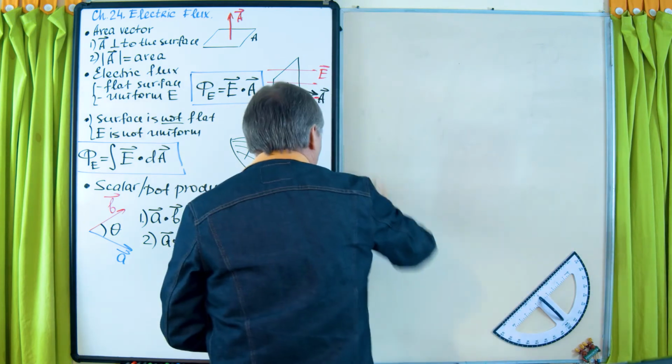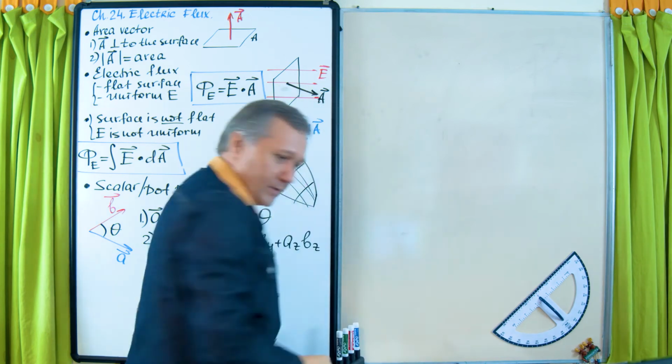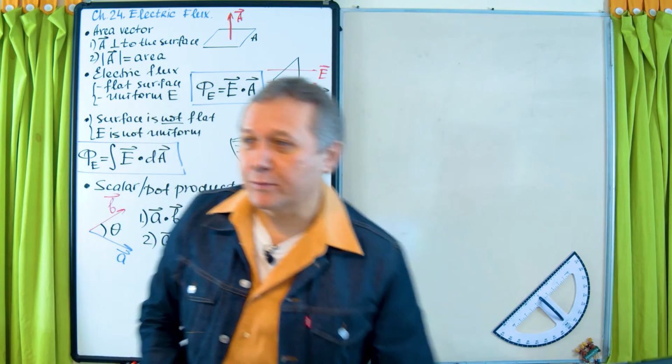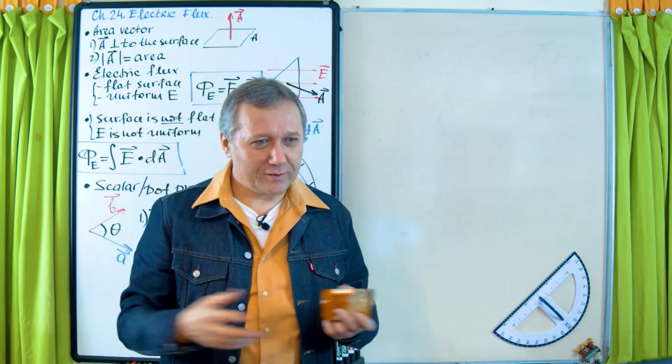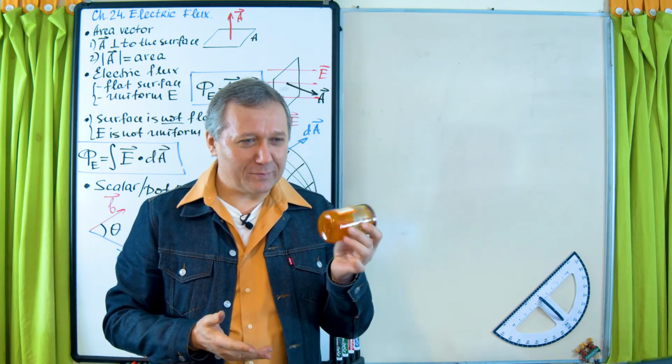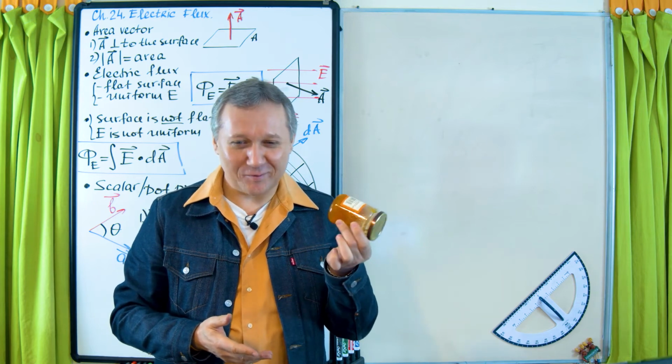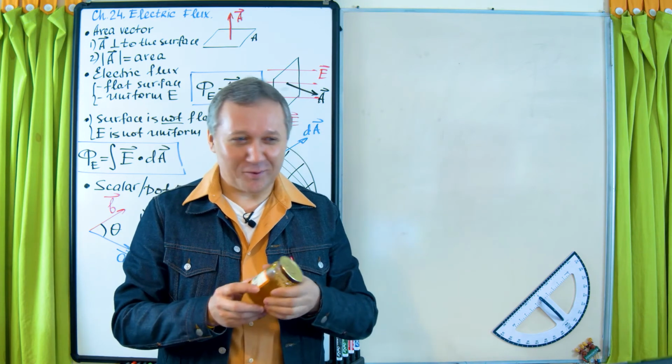So let's assume that we have a cylinder. Before the class, I was walking around trying to find some cylinder looking more elegant, but I couldn't find anything better than a jar with apricot preserve.